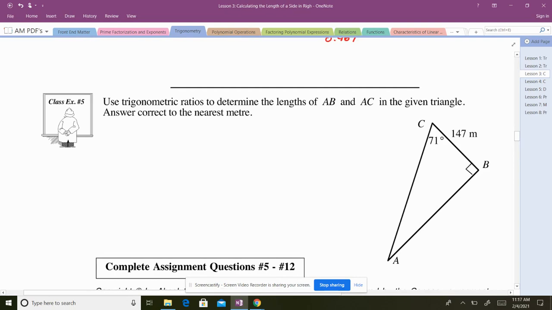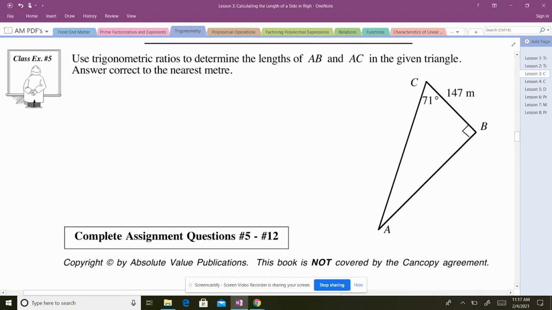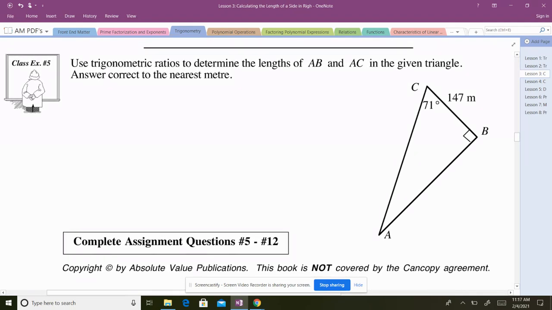All right. 71. Here's our triangle. They want us to find the lengths of AB. So they want us to find this length, which we'll call X. And they want us to find AC, this length, which we'll call Y. Okay? They want us to find both those lengths.